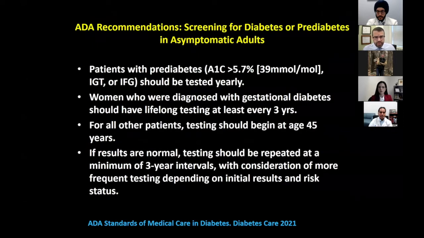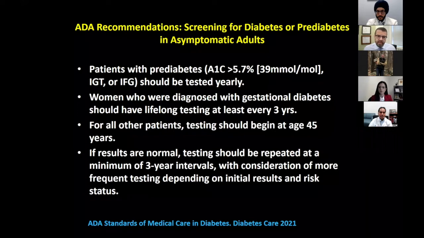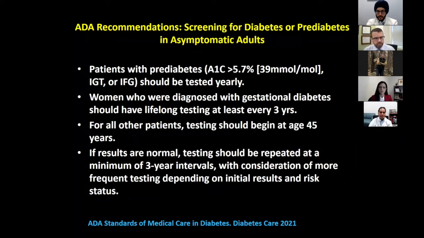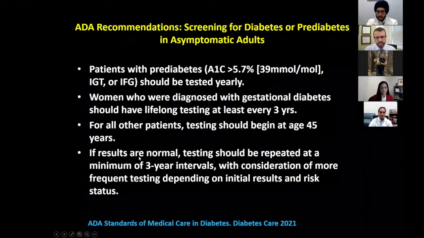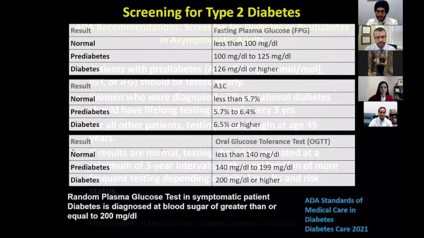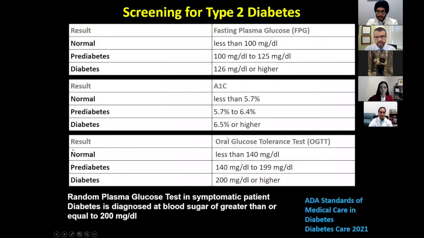For patients with pre-diabetes, it's recommended once that's been diagnosed, they should be tested yearly, and we should be targeting those individuals for interventions. Gestational diabetes should result in lifelong testing, and as I say, 45 years is the cutoff that we take, with repeat frequency depending upon other risk factors as well. And just to recap on the numbers, I think it's always helpful to do this. Again, what are we looking for in these individuals?